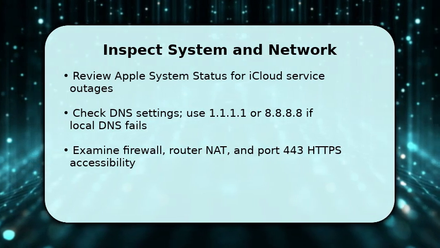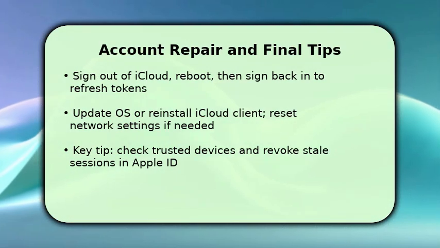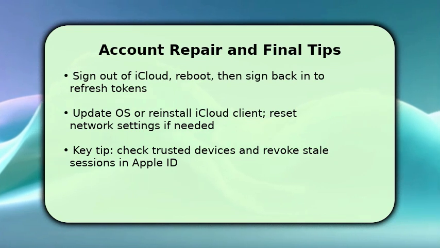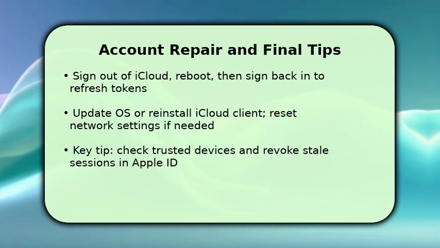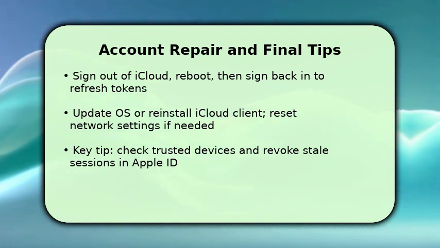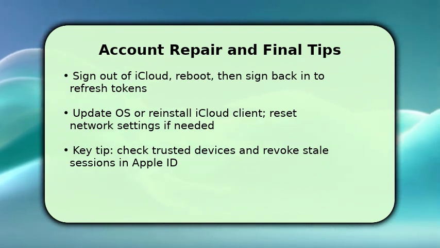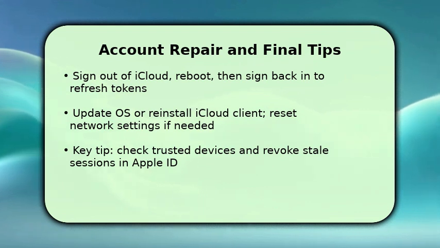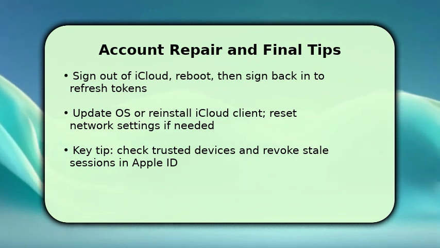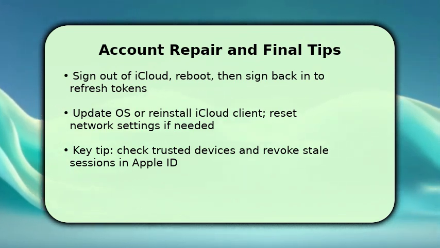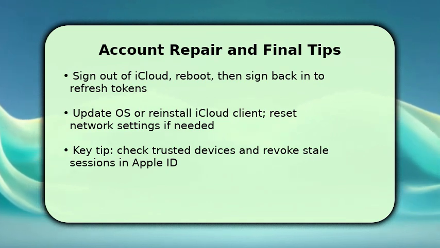You finish by refreshing account tokens and clients to clear persistent authentication errors. Sign out of iCloud on the device, reboot, and sign back in so new tokens are issued. If that fails, update the OS or reinstall the iCloud app to replace corrupted components. As a last resort, reset network settings to remove bad routes. If problems persist, revoke old trusted devices and sessions in your Apple ID. This forces a fresh authentication flow and often resolves lingering issues.